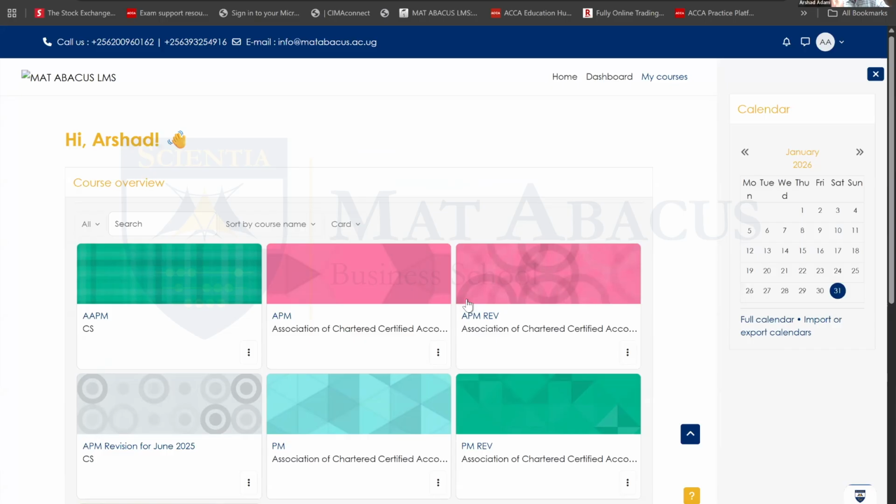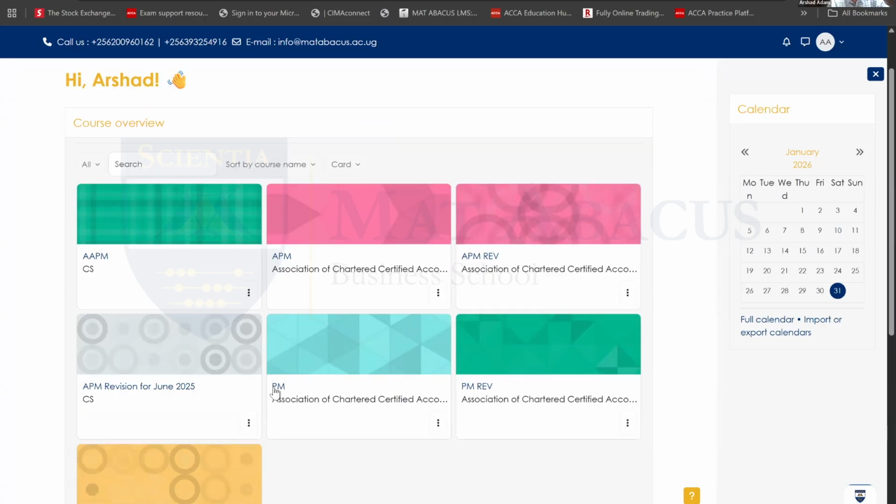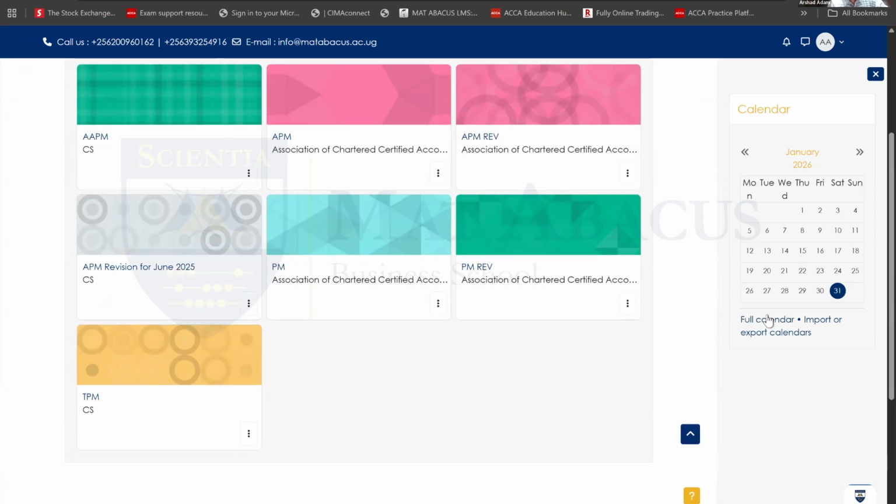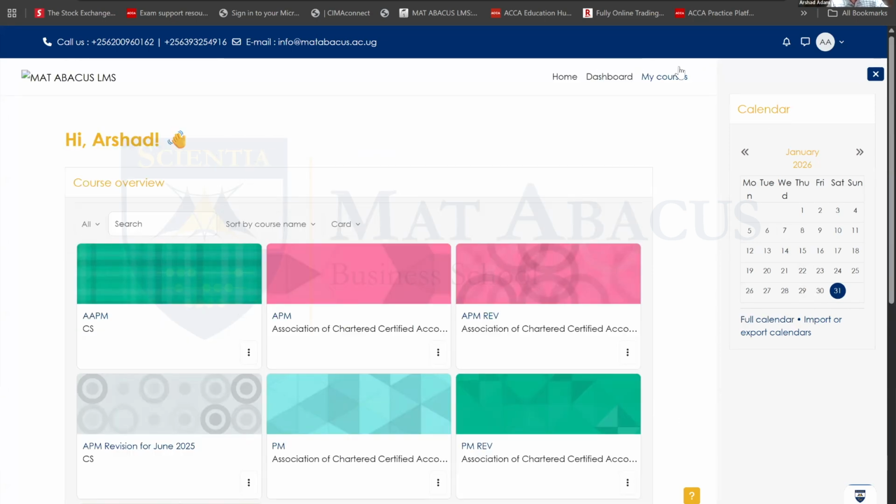This is called your dashboard. You see your name also appear here. If your name is Steve, hi Steve. If your name is John, hi John. If your name is Deborah, hi Deborah. So it's quite nice. Let's say you're registered for PM. So PM will appear. If you're only registered for one course, only PM will appear. You get a calendar on this side, and many other things you can look at: my courses, dashboard, home, etc.